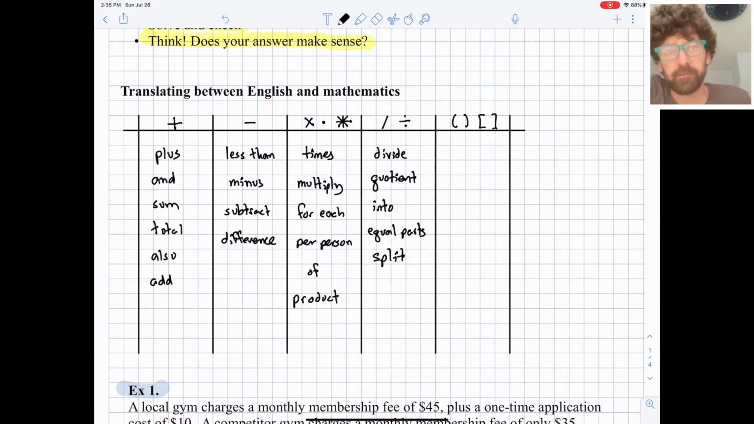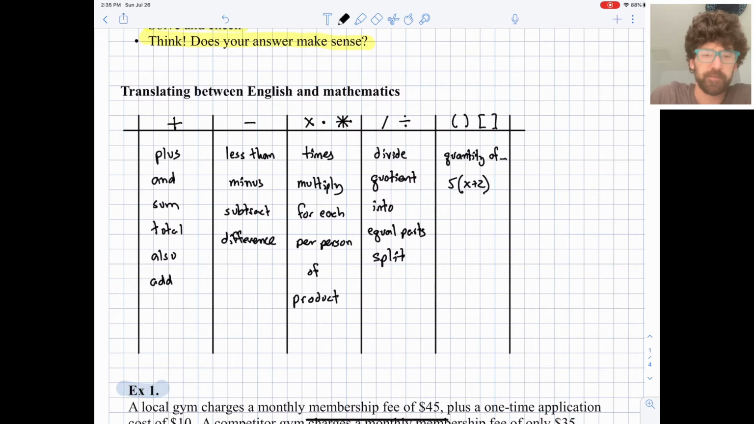Okay. Probably the most classic one for these brackets, for the parentheses or the square brackets, which really mean the same thing in mathematics, is quantity, or maybe quantity of something, okay? So if you see something like 5 times the quantity x plus 2, that implies that we're dealing with 5 times the quantity x plus 2, where the x plus 2 are in the parentheses. So that's the biggest one to look out for there, is the quantity word. Let's go ahead and solve some problems.